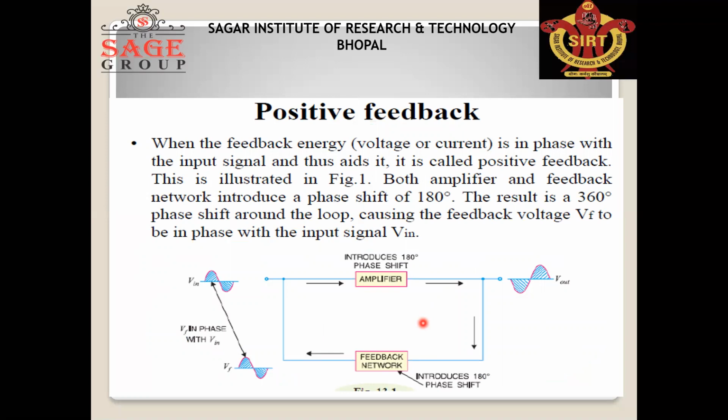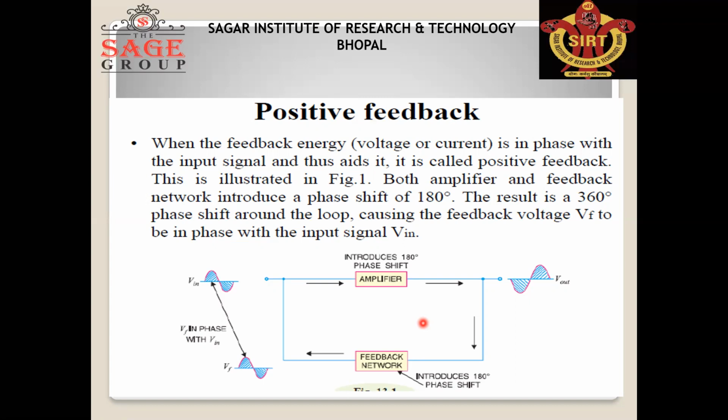In positive feedback, the input signal and the feedback signal both are in same phase. Same phase means the phase difference between the input and the feedback signal should be 0 or 360 degrees. If there is 0 degree or 360 degree phase difference between the input signal and feedback signal, then we can say that both signals are in same phase, and that type of feedback is known as positive feedback.